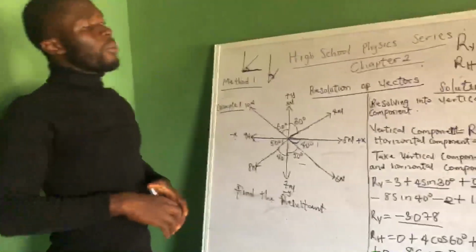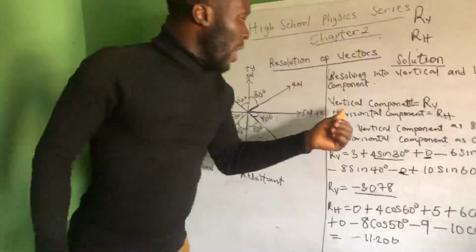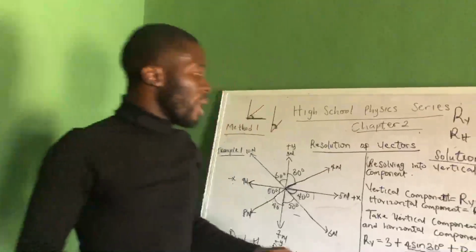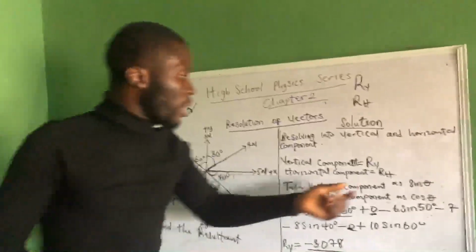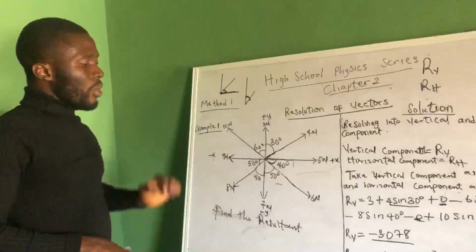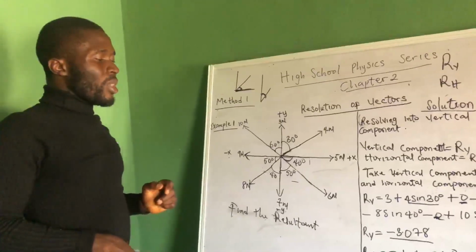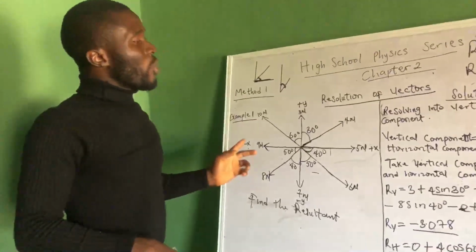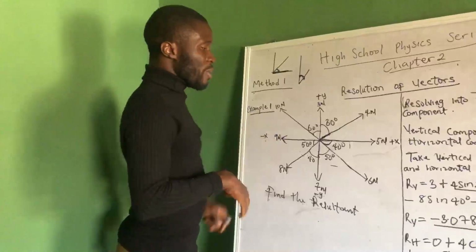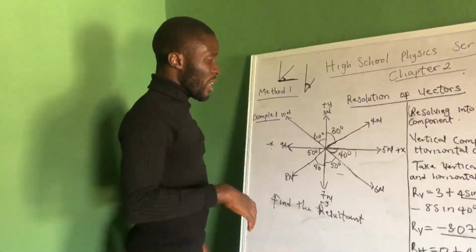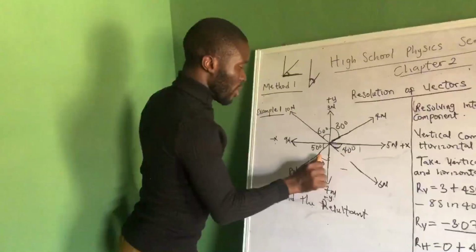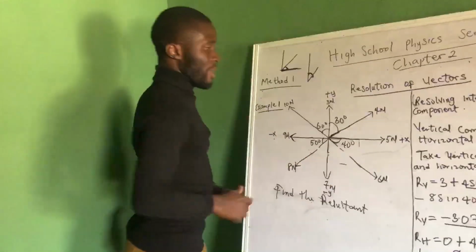Now what of the horizontal component of resultant? Now we want to use RH for the horizontal component of resultant. That's number one. Number two, we want to take cos theta also for the horizontal component of resultant. Now the third thing we want to do for the horizontal component of resultant is that you will make sure your angle is inclined to the horizontal. It means any angle that is not inclined to the horizontal, you force it to be inclined to the horizontal.